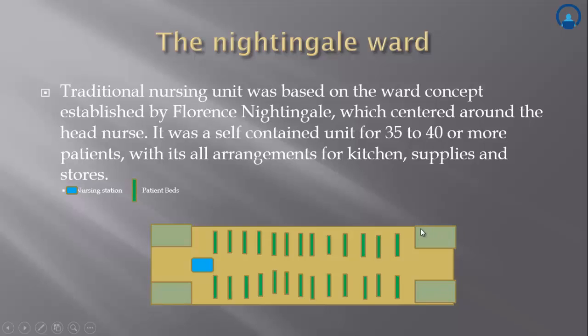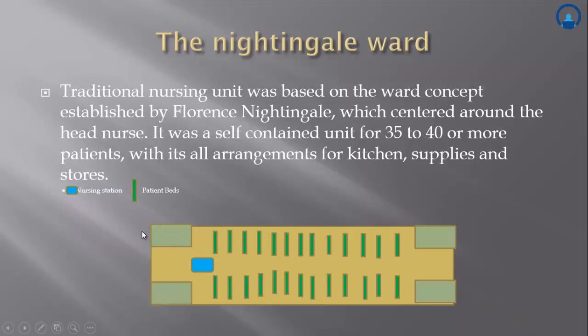Then we have these four corners. This corner is basically a utility area, or sanitary area, where there would be a washroom and basins. This is a kitchen area where they can cook. Then this is a supply area, where the nurses can go and take the medicine, the injections and the cotton swabs.